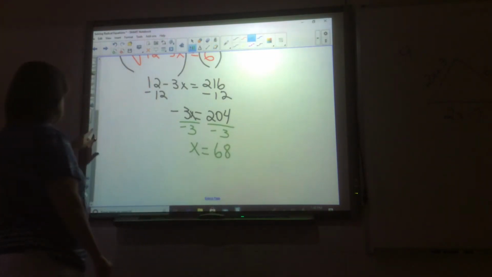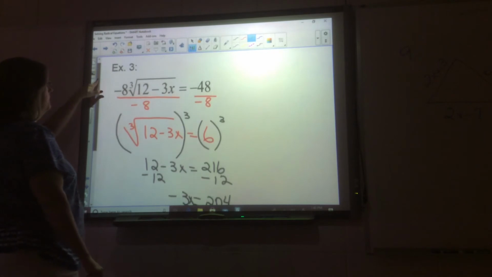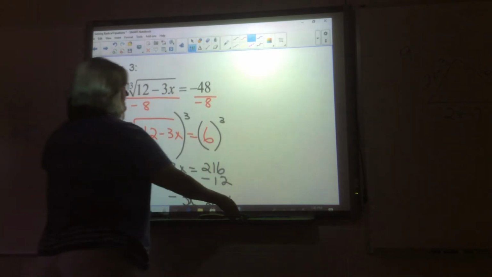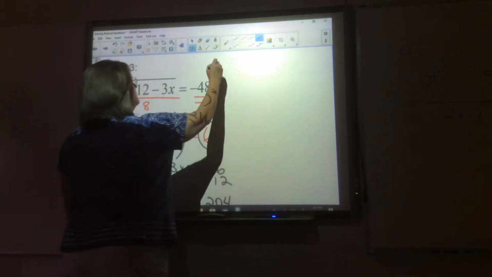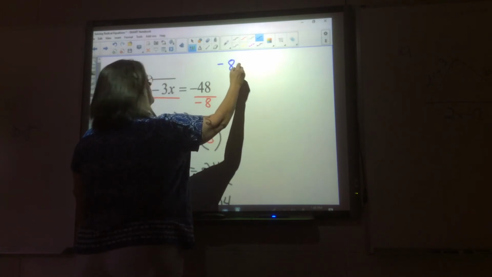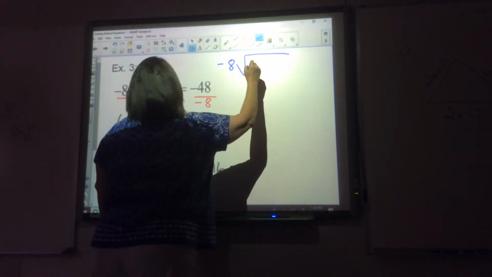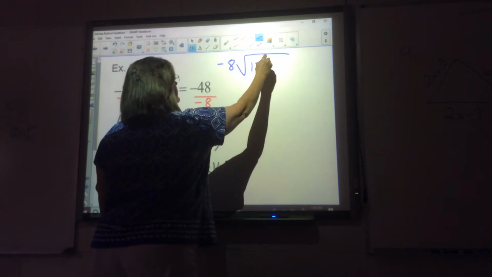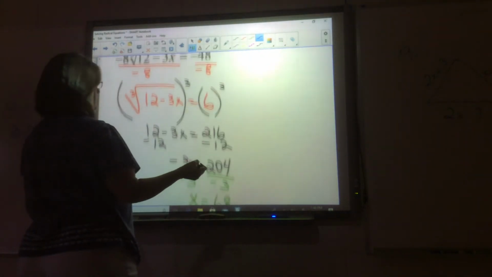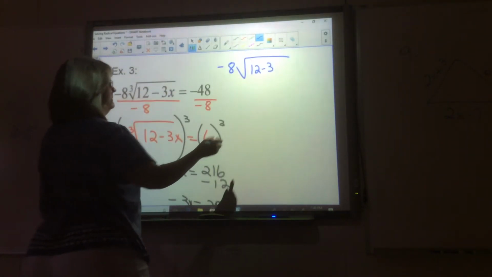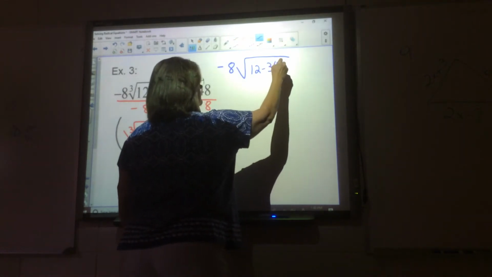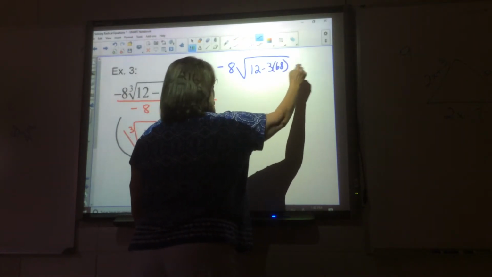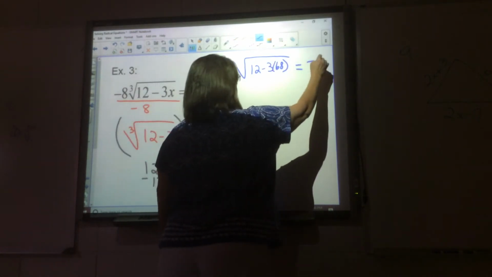So we want to go back up and check that. So negative 8 times the cube root of 12 minus 3 times negative 68 is equal to negative 48.